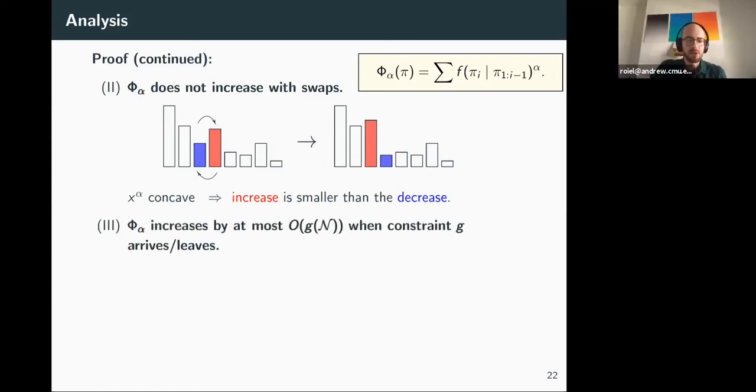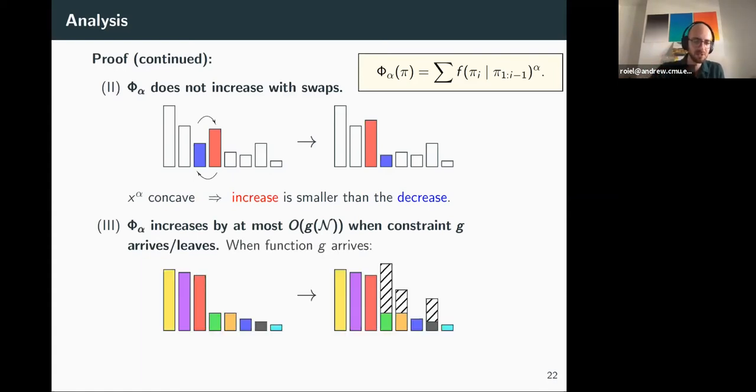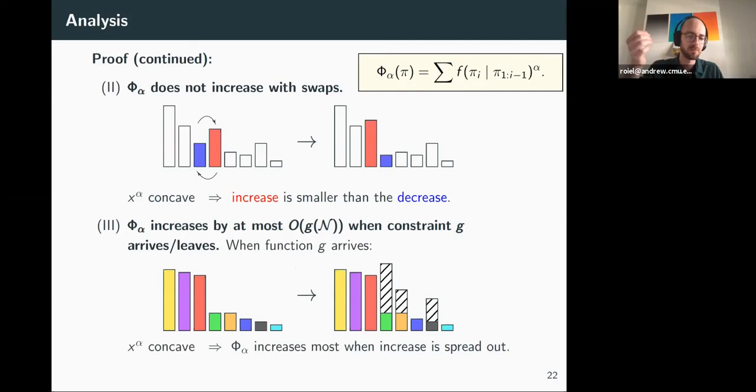Okay, so the third thing to argue is that this potential increases by a bounded amount when the constraint g arrives. And this is almost what Raj said. So when a function g arrives, we're adding some coverage contribution to some of the elements. And again, since x to the alpha is concave, this increase is the worst when it's spread out across as many people as possible.